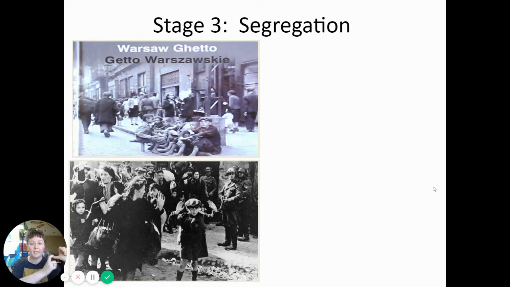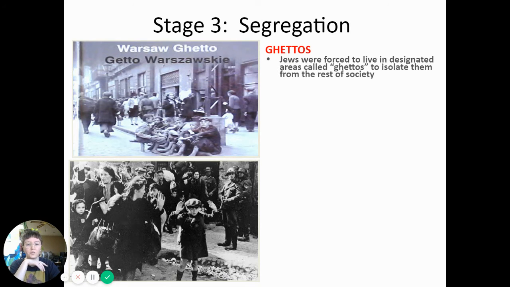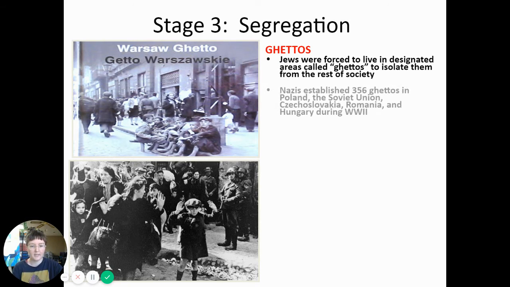So you had propaganda and then stripping of rights, and now there's segregation. Jews were forced to move into areas called ghettos, to isolate them from the rest of society. Ghettos were a thing before this point. I know specifically in this Polandish sort of area, Jews all lived in their own separate spot because they weren't allowed to live anywhere else. But this was weaponizing the ghetto to make sure that they weren't interacting with anybody else.